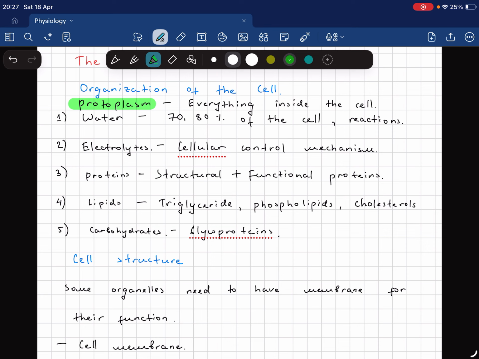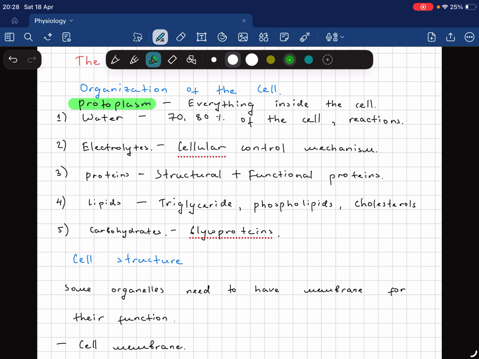Of course, in water, 70 to 80% of the cell is water, and all the chemical reactions take place in water solutions. That's of course a given. And the second thing is electrolytes. There are so many important ions, for example, calcium, magnesium, phosphates inside the cell and outside the cell, which basically control the cellular mechanisms. And third is proteins.